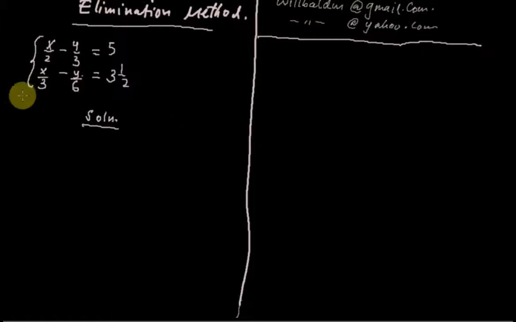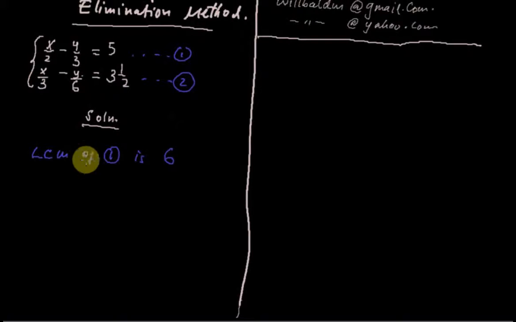Solution. In order to tackle this easily, we have to change it. I think you have this idea of adding and subtracting fractions, so we have to use that. This is our question number 1, and this is our question number 2. The LCM of equation number 1 is 6. So you have to find the LCM.